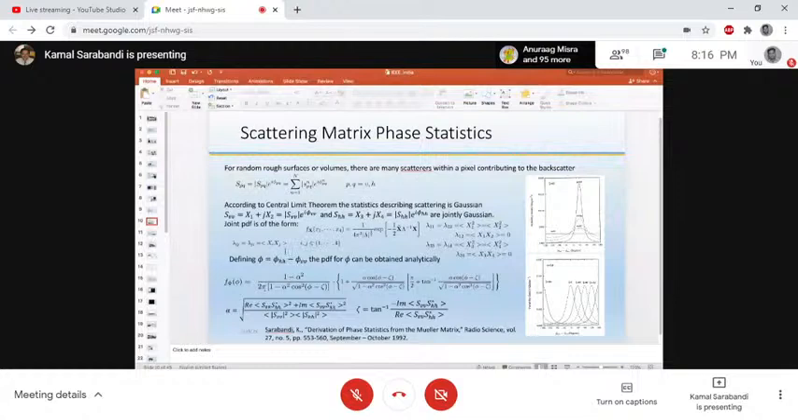And then, based on that, I derived for the first time the statistics of the phase difference, which we can show is only a function of two parameters related to the real part of SVV-SHH conjugate and the imaginary part of SVV-SHH conjugate, normalized to the power. And this we call the degree of correlation. The sharper this is, if VV and HH were 100% correlated all the time, with exactly the same phase difference, you would get a delta function.